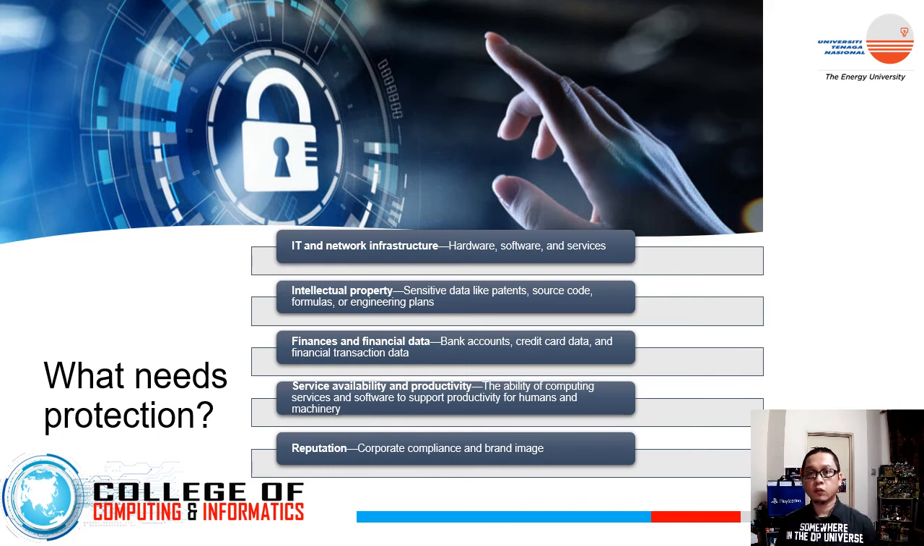Because from this information, usually people can see who is your business partner, who is your greatest client, how much money you have. So financial data is very important, and you need to protect it too. Thirdly is the service that you provide.